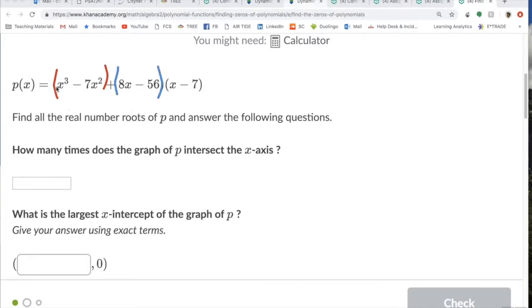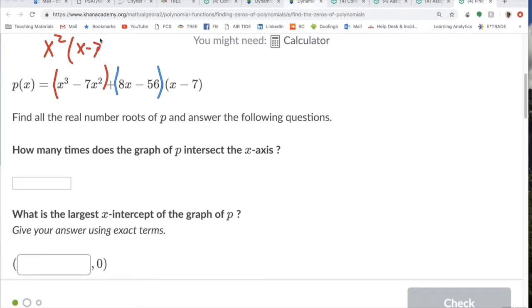All right, so we got x cubed minus 7x squared. So let's go back to red. X cubed minus 7x squared. And what we can factor out here is an x squared because they both have that term. So that'll leave us with an x minus 7 in here.